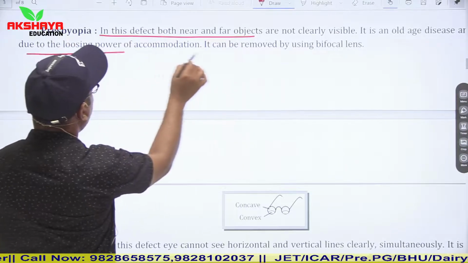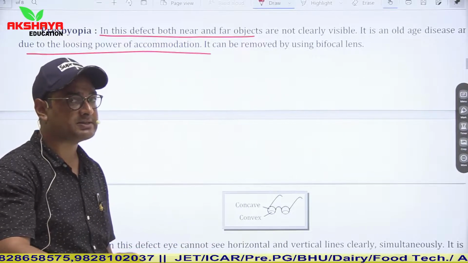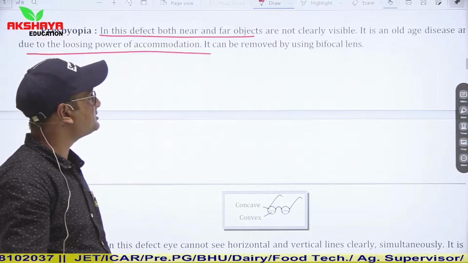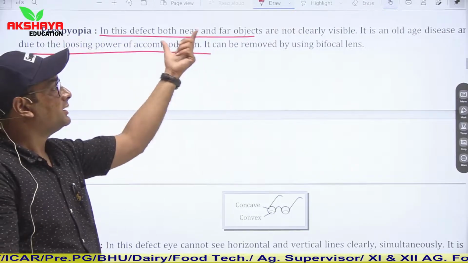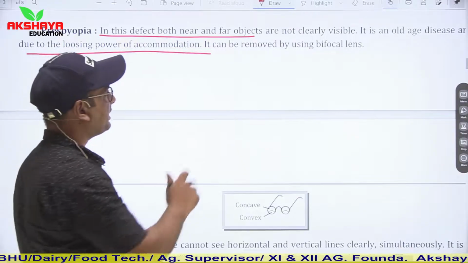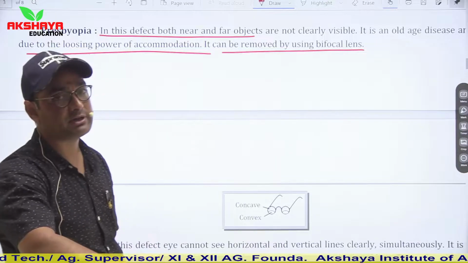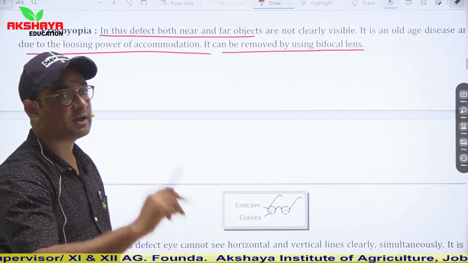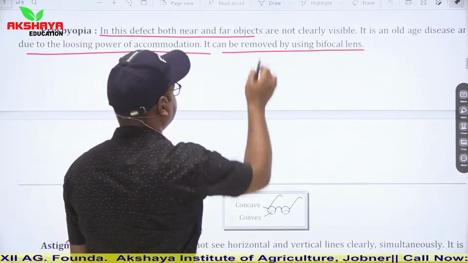So due to losing the power of accommodation, it means these ciliary muscles become loose with age, hence the power of accommodation changes, which causes unclear vision of near and far objects. It can be removed by using a bifocal lens. It means we will use both concave and convex in a single lens.